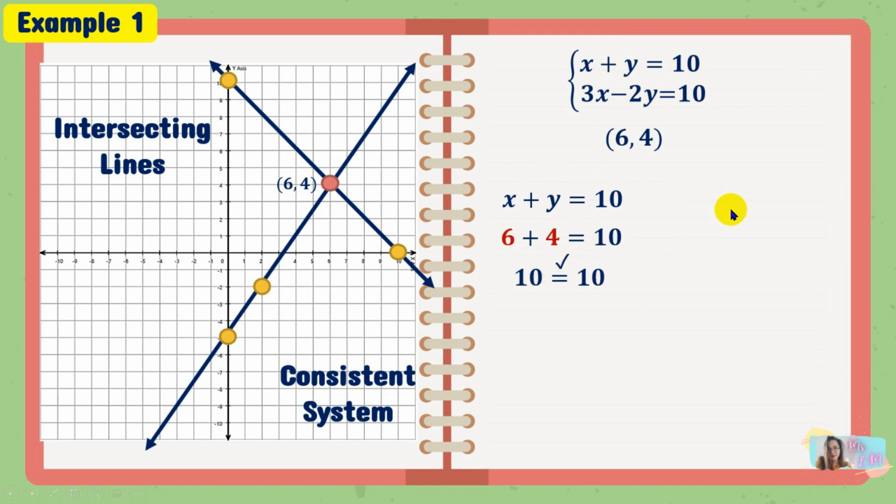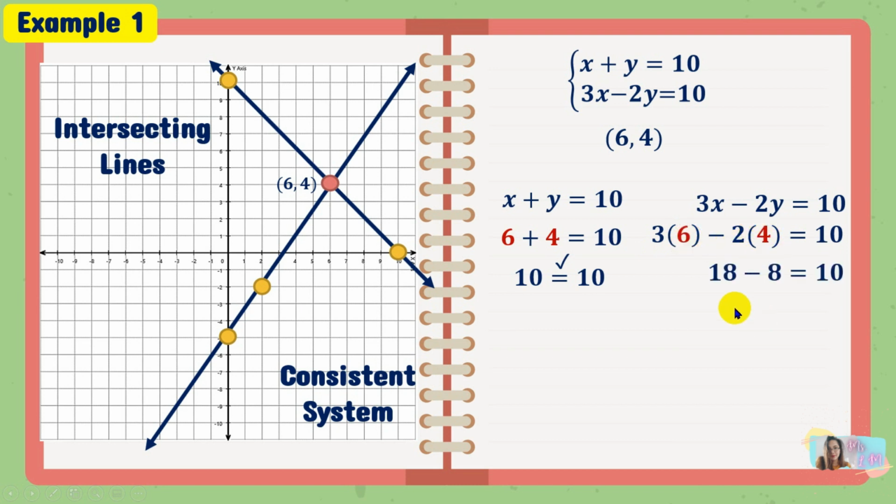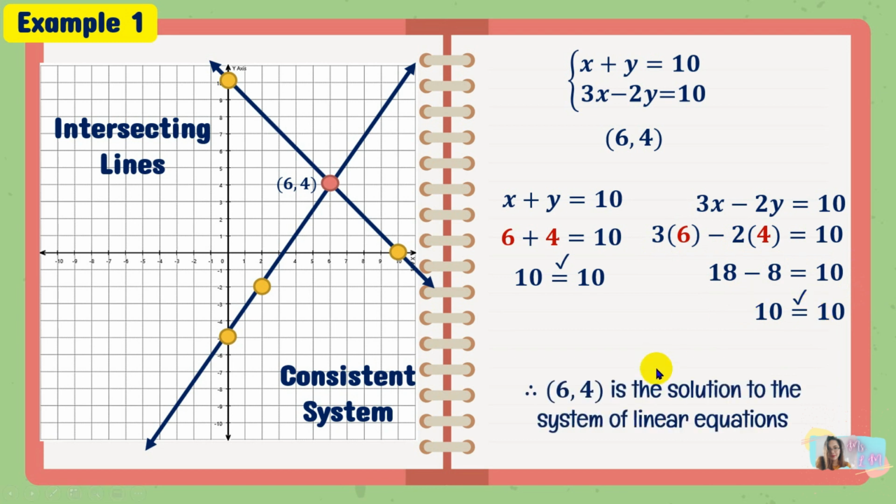How about on the second equation? We have 3x minus 2y is equals to 10. Substitute natin si 6 kay x, magkakaroon tayo ng 3 times 6. And then 4 kay y, magkakaroon tayo ng 2 times 4. So 3 times 6 is 18 and 2 times 4 is 8. Magkakaroon tayo ng 18 minus 8. Is it equal to 10? So 18 minus 8, obviously that's 10 and 10 is equals to 10. Nasatisfy niya rin yung second linear equation. And that means we can conclude that 6 and 4 is the solution to the system of linear equations.